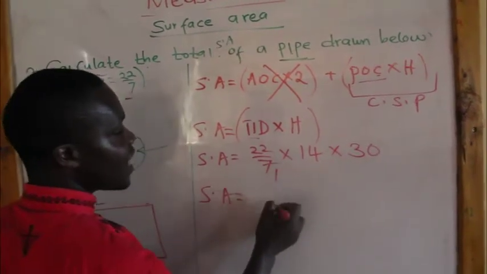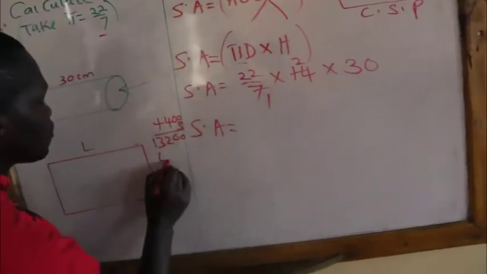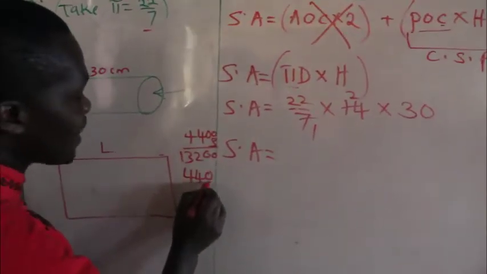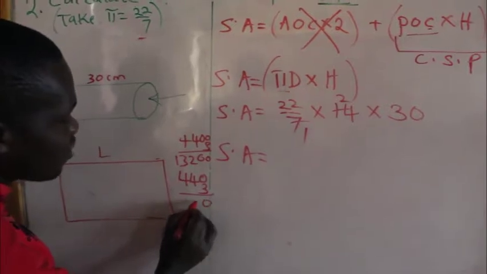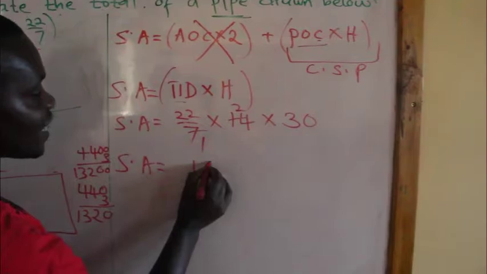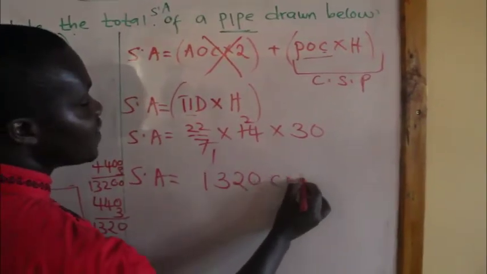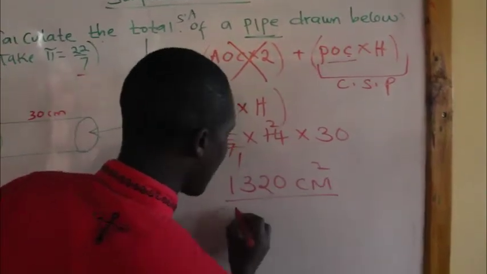So when you simplify this, we are going to get the surface area of this particular pipe. By 7(1), by 7(2), 22 times 2 is 44 times 30. So it is 440 times 3. So this is 0, this is 12, 12, 13. So we have 1,320. The units are centimeters square. So this is our answer.